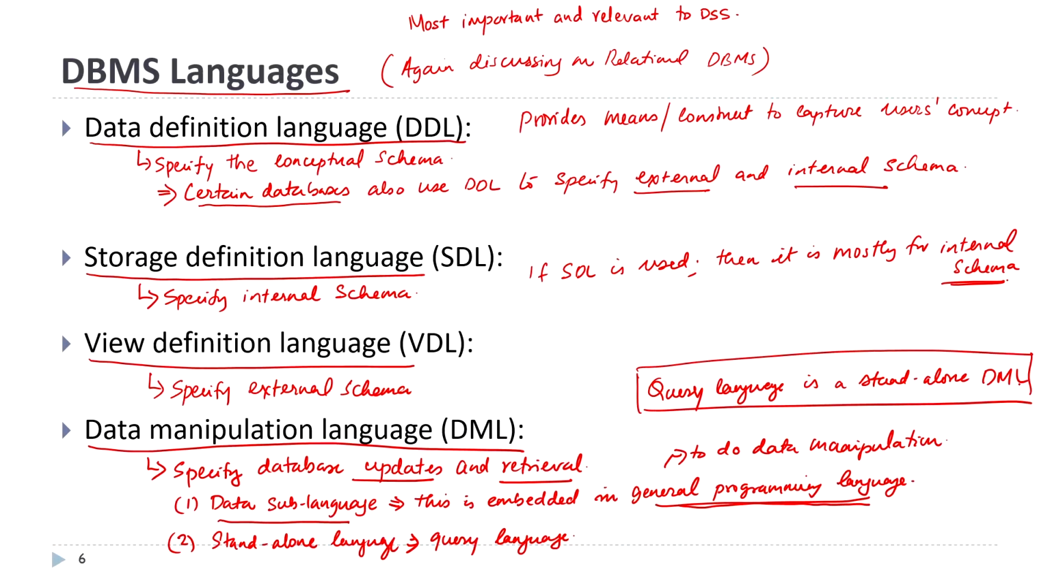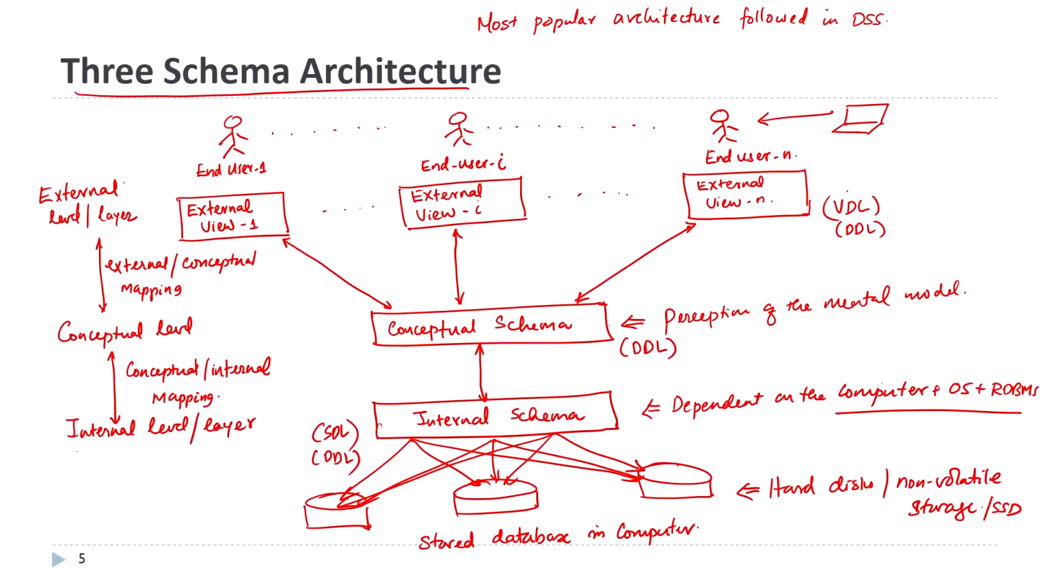So, if you are using a construct of C, C++ or Python or something like that, that will come in the data sublanguage, which is embedded, which is clearly associated with a programming language. So, each time you learn a programming language, you have to learn its associated data sublanguage. Otherwise, if you learn SQL, which is standalone, independent of any programming language, then that gives you ways and means to update and retrieve the information data from the database. Okay. Hopefully, this is clear to you.